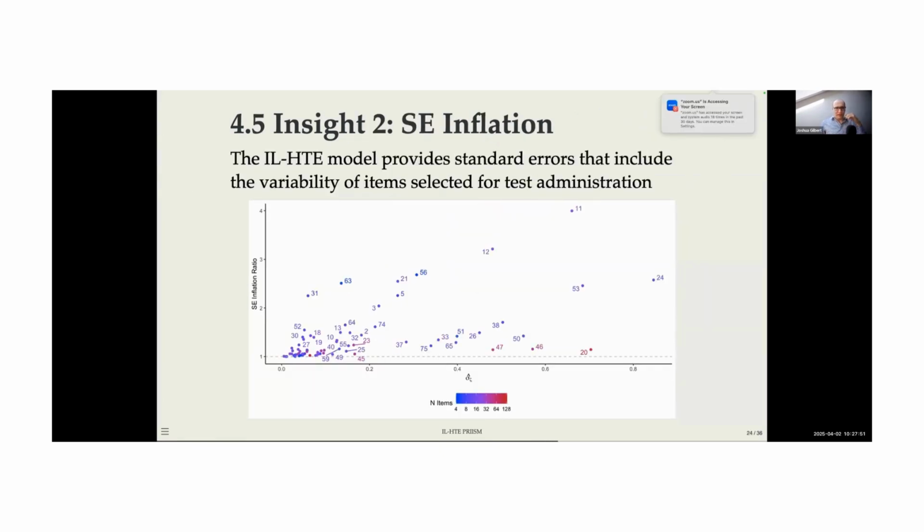Insight number 2 is about the standard errors. What I'm showing in this figure here is on the x-axis is my estimate of the standard deviation of item-specific treatment effects, sigma zeta. And on the y-axis is the inflation of my standard error of the average treatment effect. So if it's 2, that means the standard error is double what it is when I assume a constant effect model. Why is this happening?